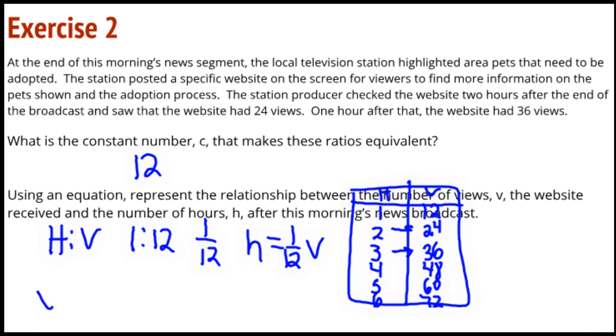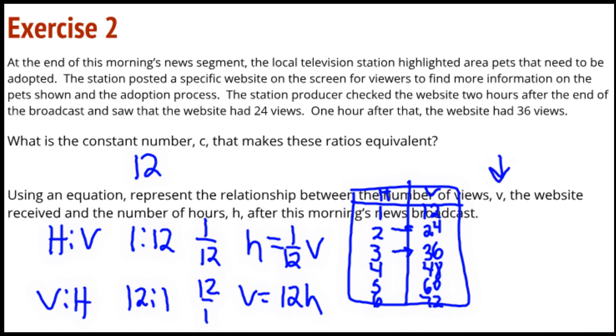And if I do views to hours, I have 12 to 1, which is a value of 12, and the number of views is 12 times the number of hours. And if we look at the instructions here, I've used V to represent the number of views. I've used H to represent the number of hours, and I have a constant of 12.